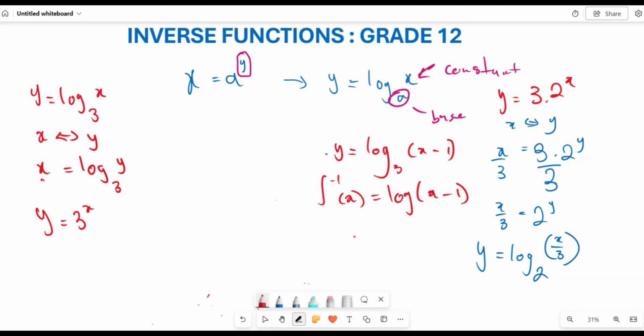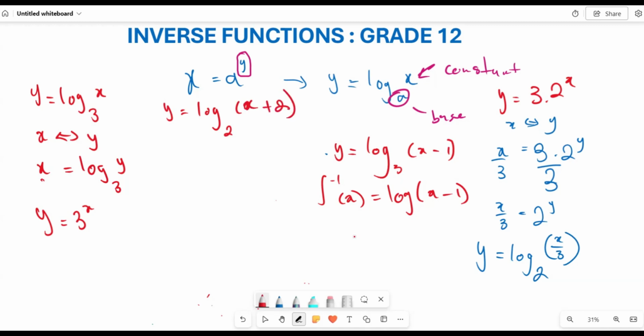Maybe let's get something else now. Let's say here you have y. y is equal to log of, this is log base 2 of x plus 2.